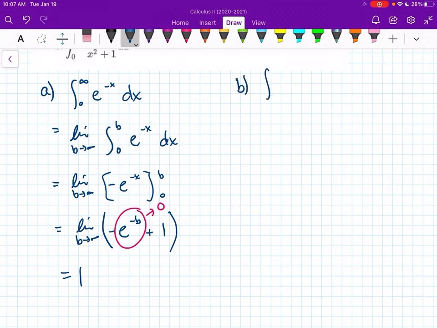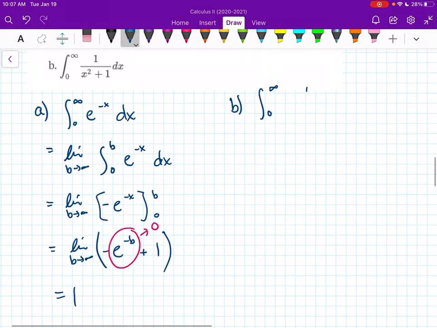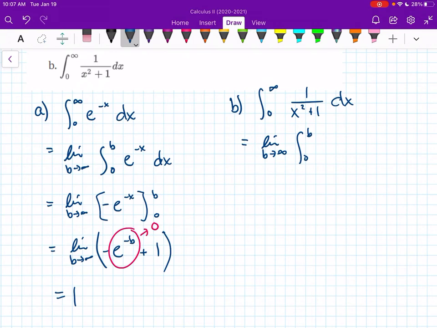My next example would be from 0 to infinity of 1 over x squared plus 1 dx. And so here we're going to go ahead and change that to a limit. So limit as b goes to infinity of the integral from 0 to b of 1 over x squared plus 1 dx. Hopefully you're starting to recognize that when you have a sum of squares or things like that, that should start triggering, maybe there's something about trig in this. So check your formula sheet.